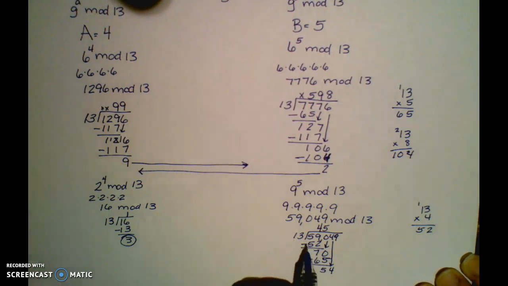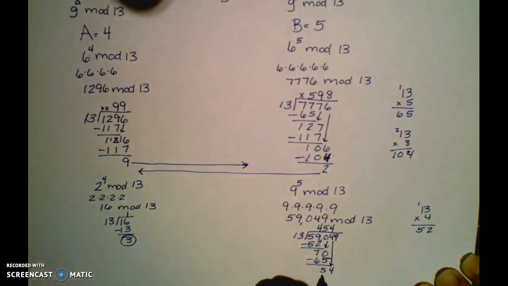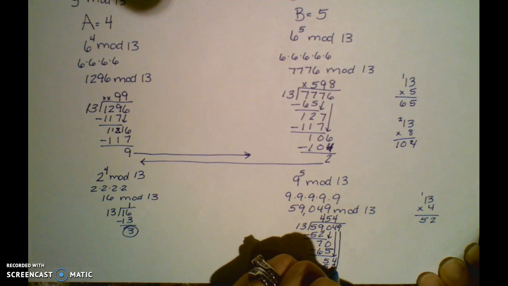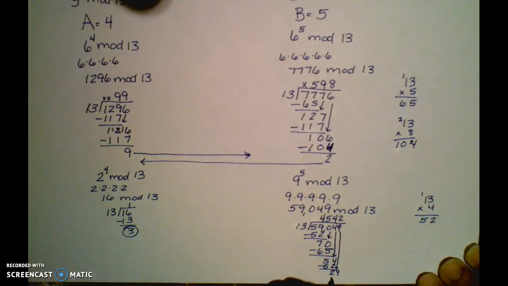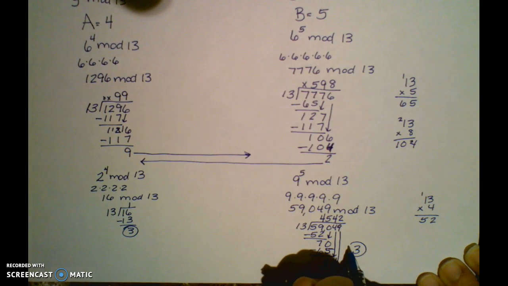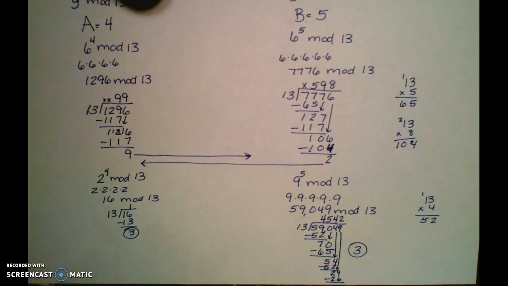13 goes into 54. Look, I've done that already. 4 times. 4 times 13 is 52. I get 2. I'm going to bring down my last number, which is a 9. 13 goes into 29 twice, which is 26. And 29 minus 26 is 3. Now look, Alice and Bob have come up with the same number after they worked the algorithm.